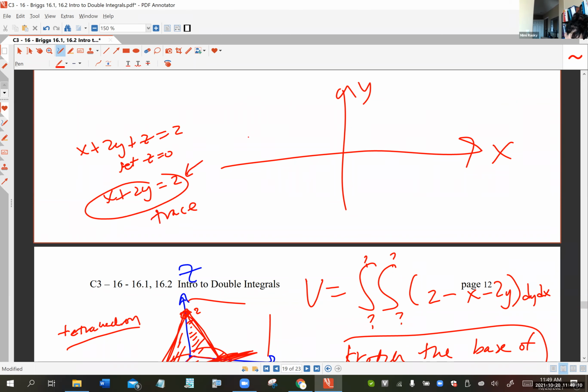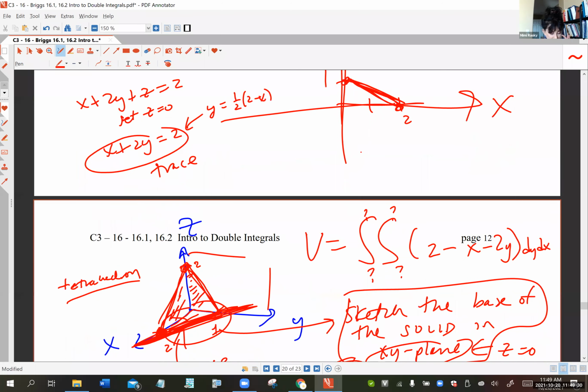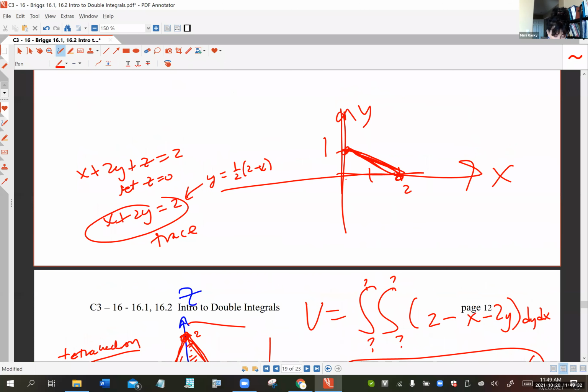So if you can graph this line, and I like to rewrite the line as a function of x. If you solve it for y, I get y equals a half (2 minus x). And that's basically what's going on in the XY plane right there, and I'm only looking at a portion of it, because the sides of that solid are bounded by all three coordinate planes, so they're also going to be bounded by the axes. So this right here is the base of the solid.